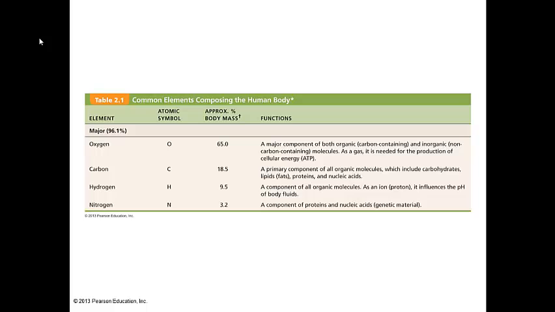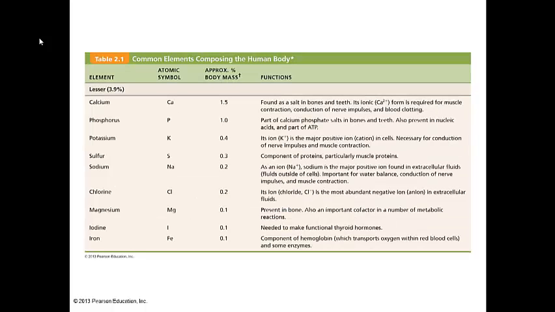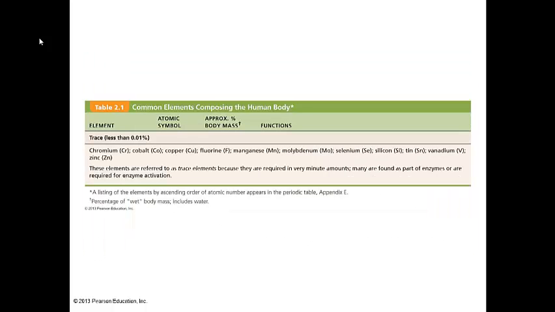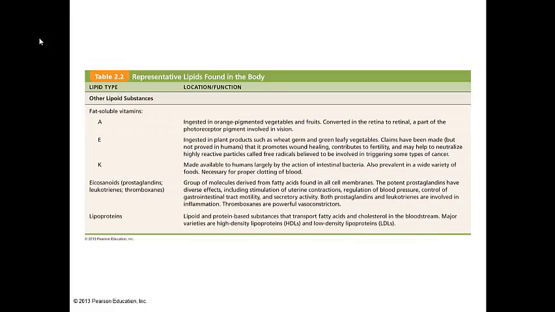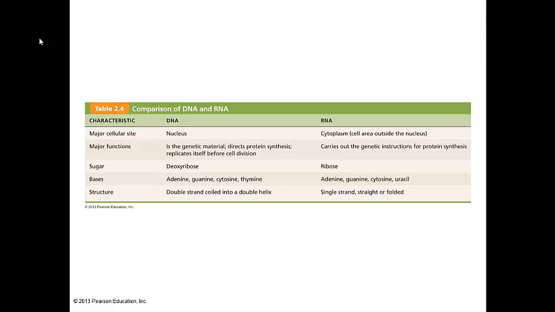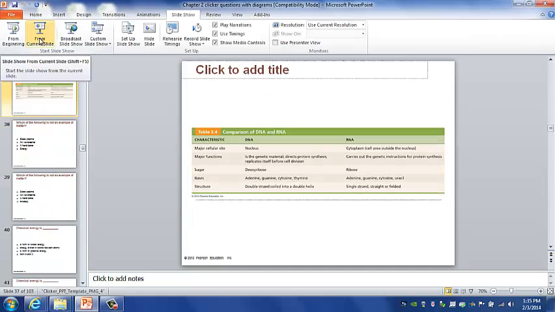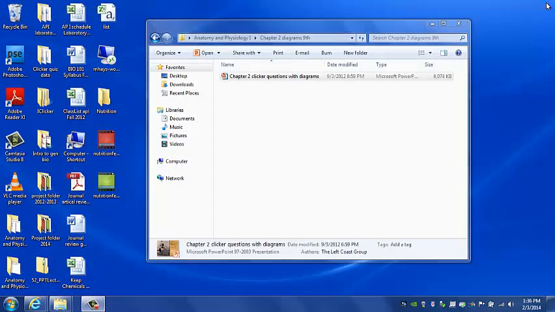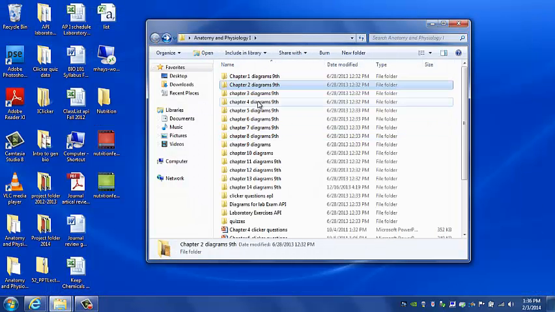Chapter 3. Any questions? Is the sign-in sheet going around? It's all done. Anybody not sign it? Good. Okay.